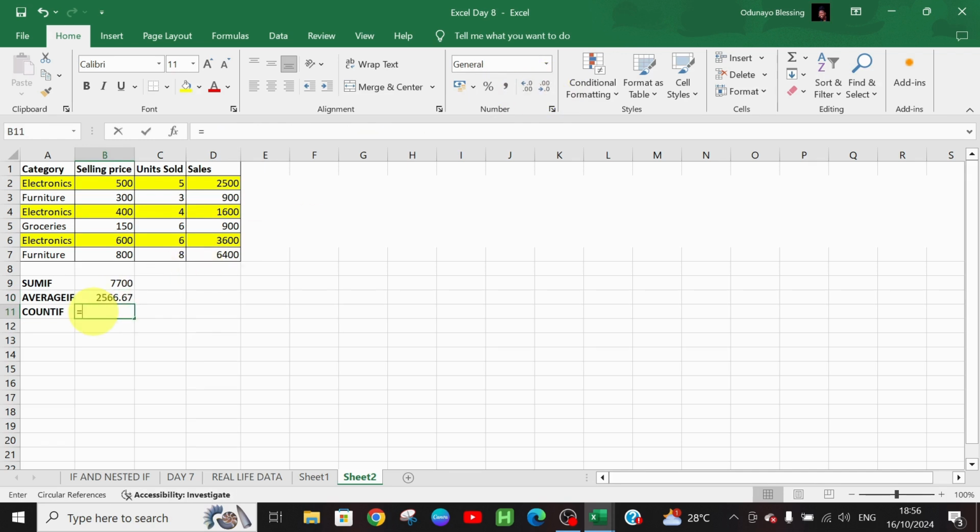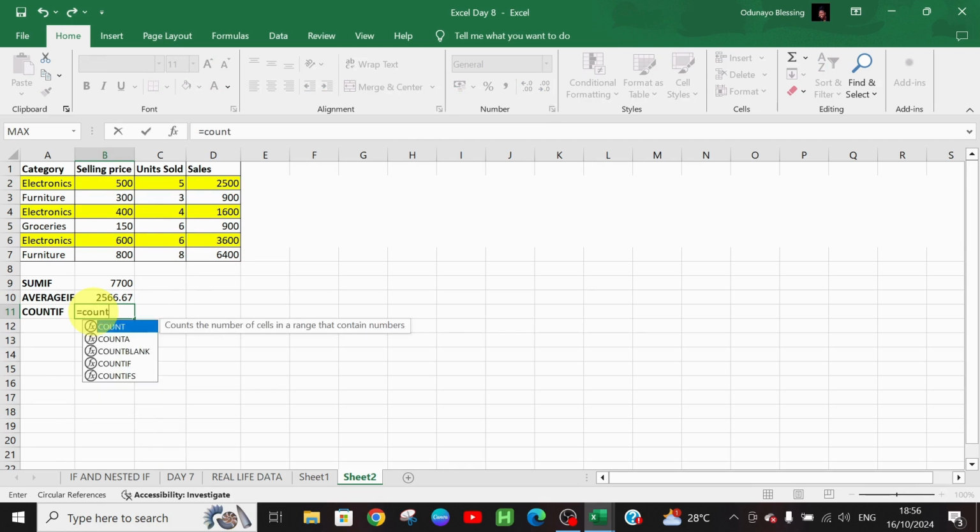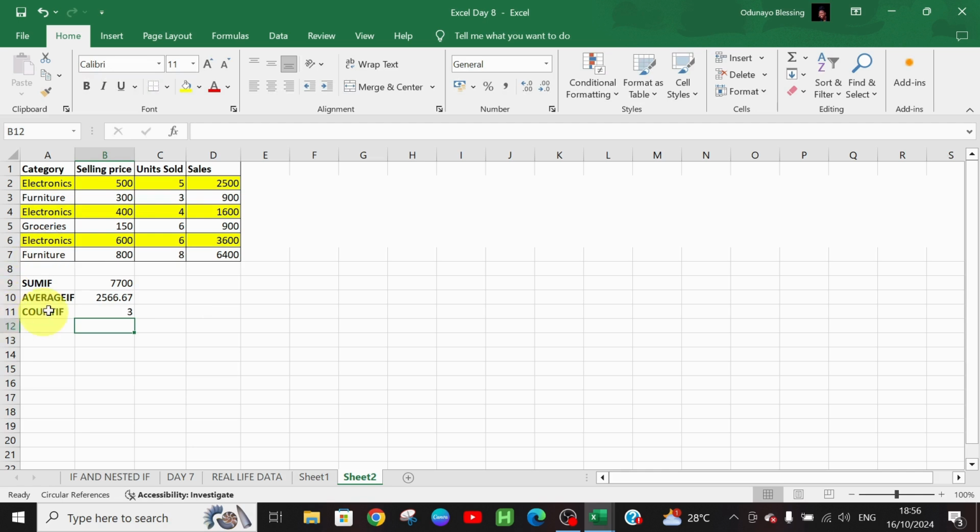Now the COUNTIF is still similar to this. For COUNTIF, the range is all of this. Then what is the criteria we are counting for? We're also counting for electronics. Then you close the bracket. So it's 3, just the way it was 3 down there. So with this, you can get the value.